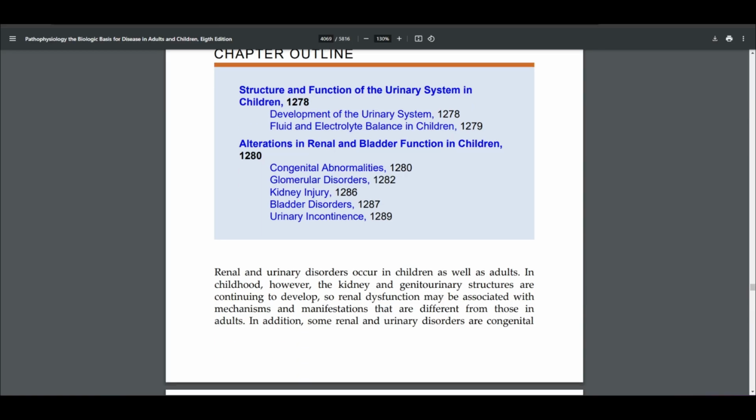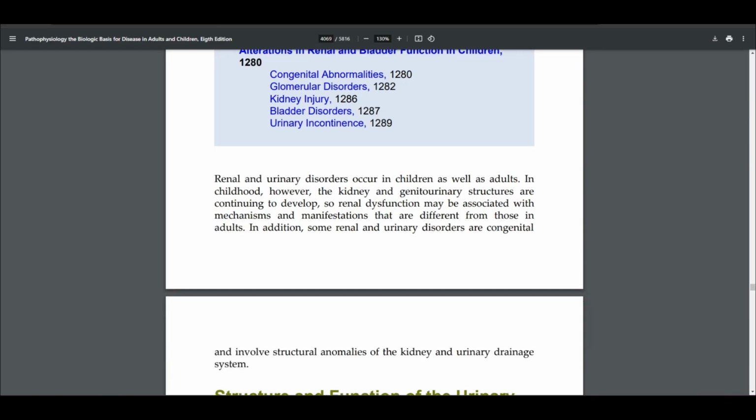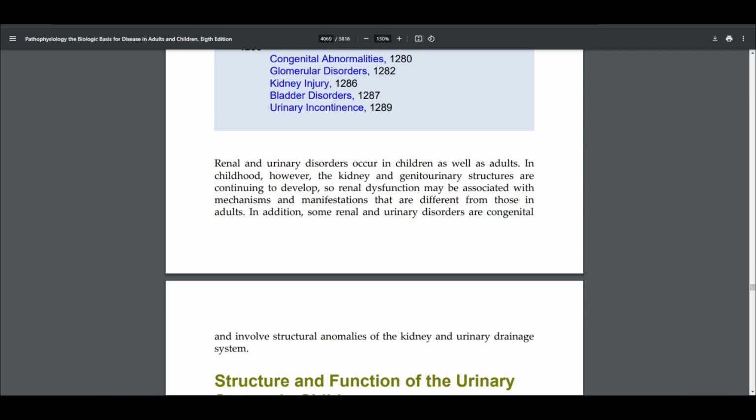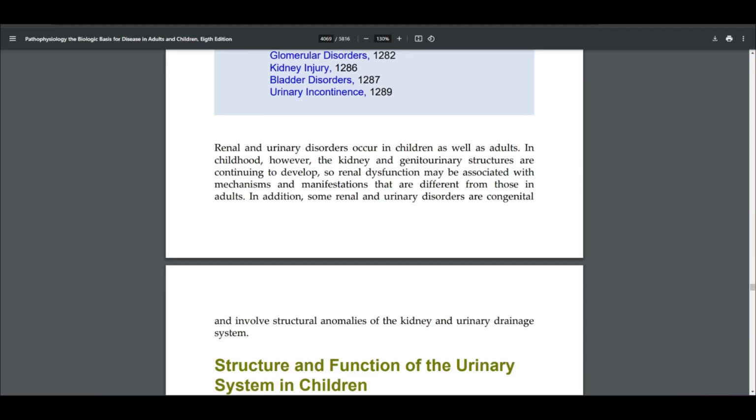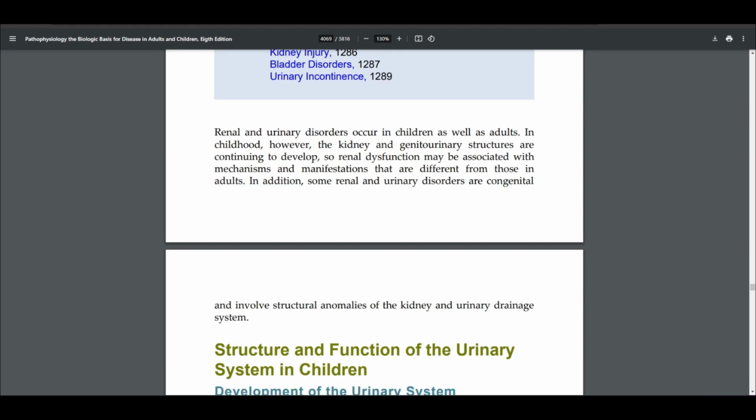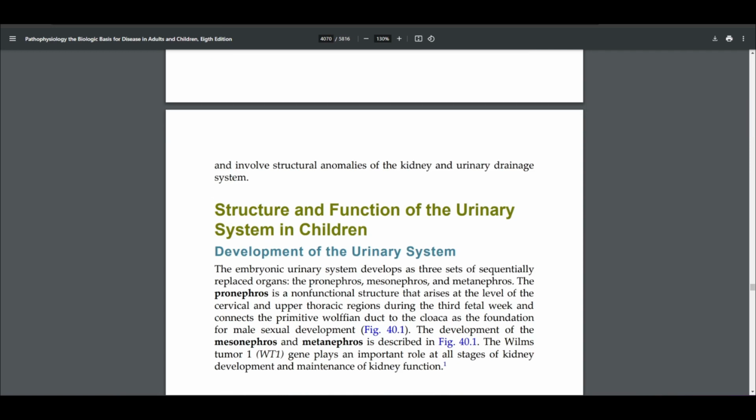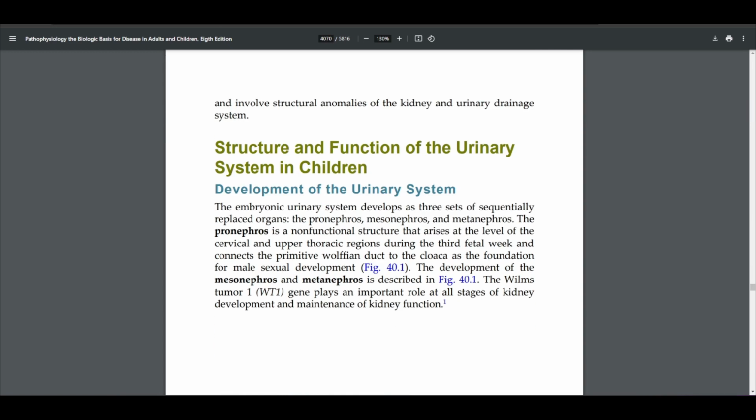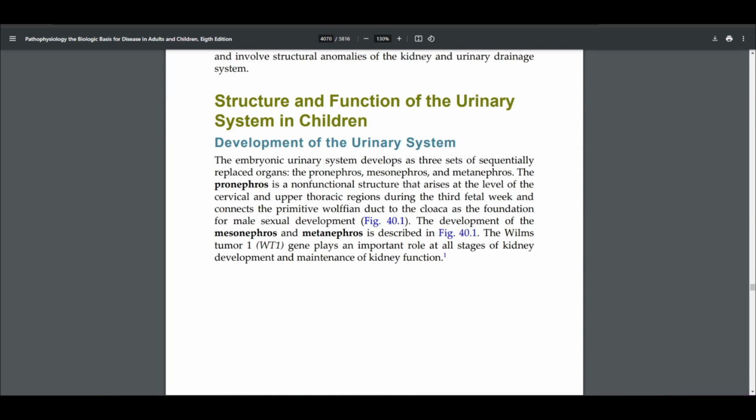So jumping right in, renal and urinary disorders occur in children as well as adults. In childhood, however, the kidney and genitourinary structures are continuing to develop, so renal dysfunction may be associated with mechanisms and manifestations that are different from those in adults. In addition, some renal and urinary disorders are congenital and involve structural anomalies of the kidneys and urinary drainage system.